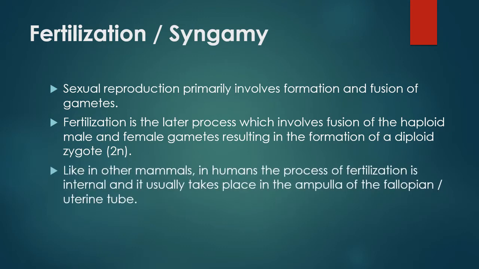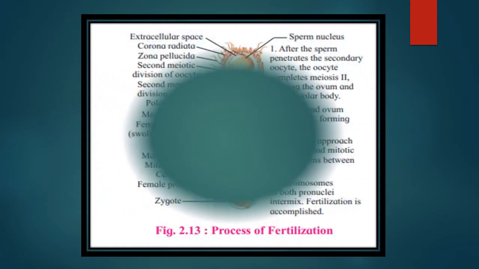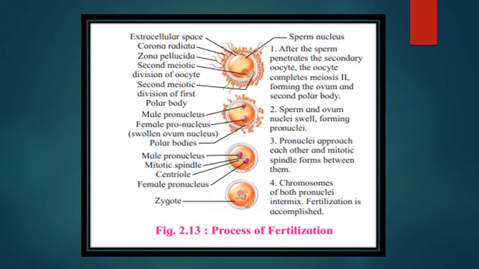Like in other mammals, in humans, the process of fertilization is internal and it usually takes place in the ampulla of the fallopian or uterine tube. The fertilized egg or zygote will develop into an embryo, and this process occurs within the uterus. This is a diagram exhibiting the process of fertilization and zygote formation.